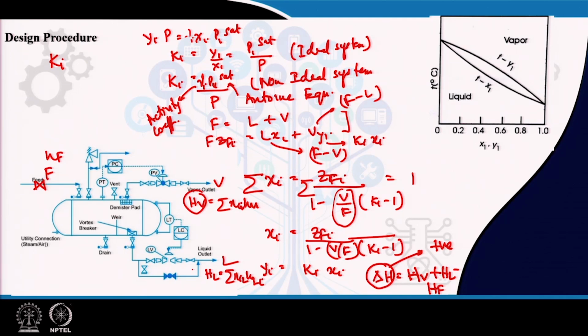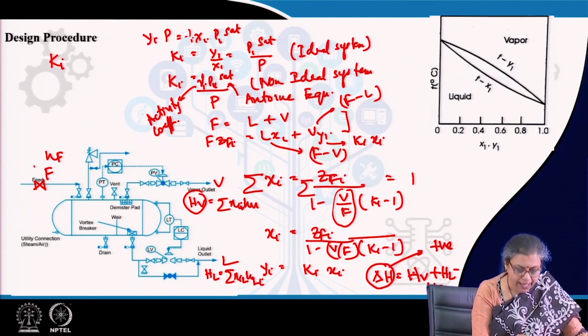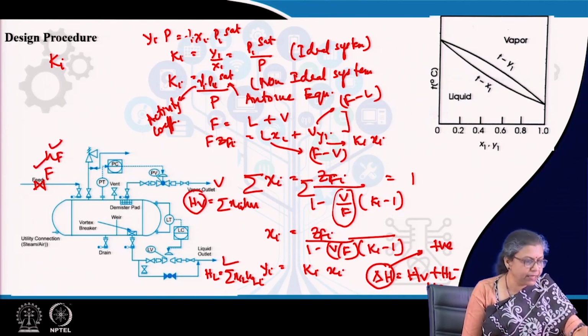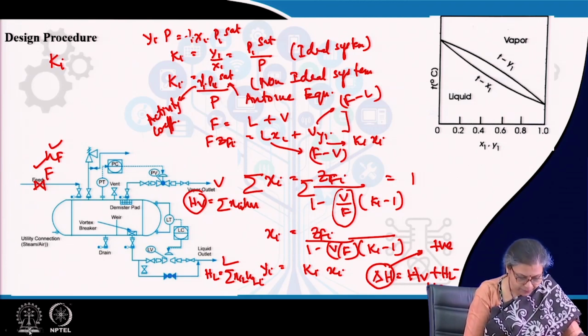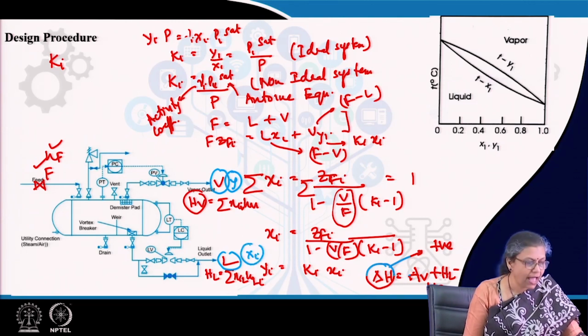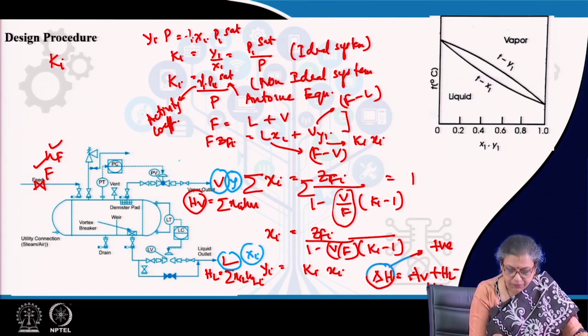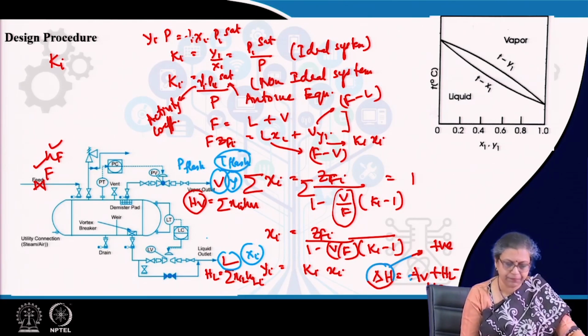So, therefore, this is the way by which we can proceed. We know F, we know HF. The things which are required to be found out are V, Y, L, and Xi, and if we assume that we know P flash, then in that case we will be finding out T flash by this particular process.